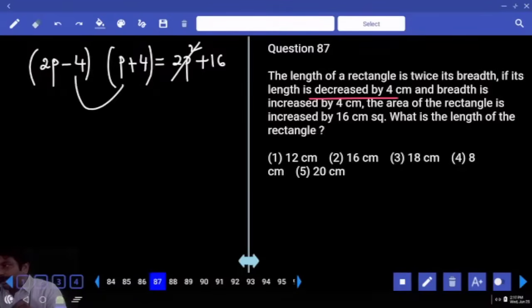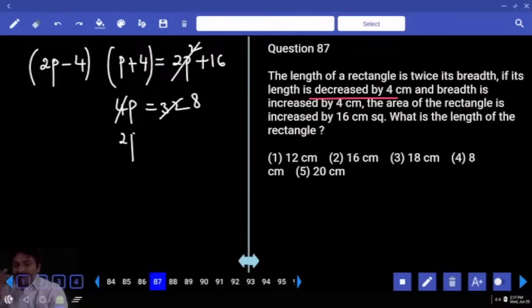Minus 4 into p, minus 4p. 8p minus 4p. Minus 4 into 4, minus 16 goes to right hand side. 32, which is equal to 4p. 4 8 times. Question is about length, which is 16. Got it?